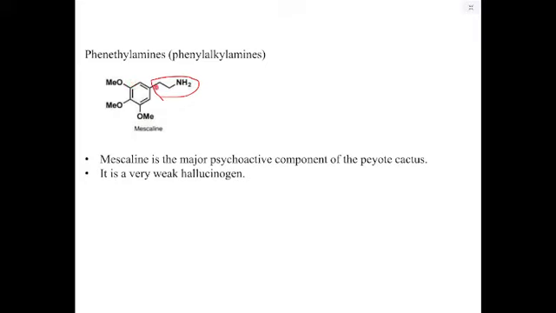Position 2, that's 1, 2. Position 3, 4, 5. This substituted at the 3, 4, 5 positions gives us mescaline. And mescaline is a major psychoactive component of the peyote cactus. In other words, it's naturally occurring. It is found in that particular plant we call the peyote cactus. It's a very weak hallucinogen, but nevertheless, it is hallucinogenic.